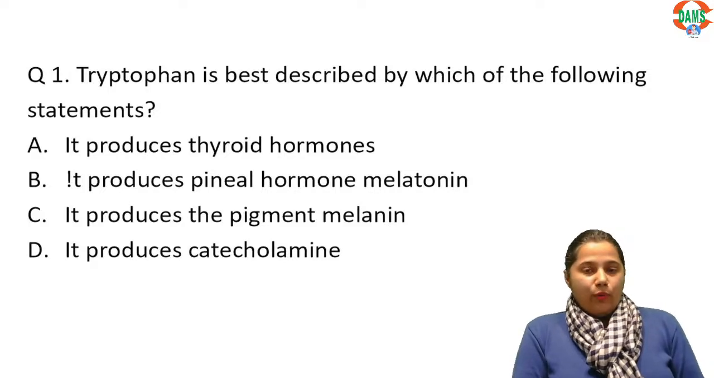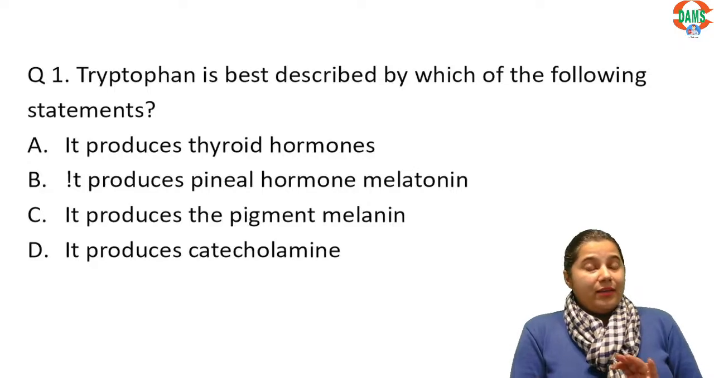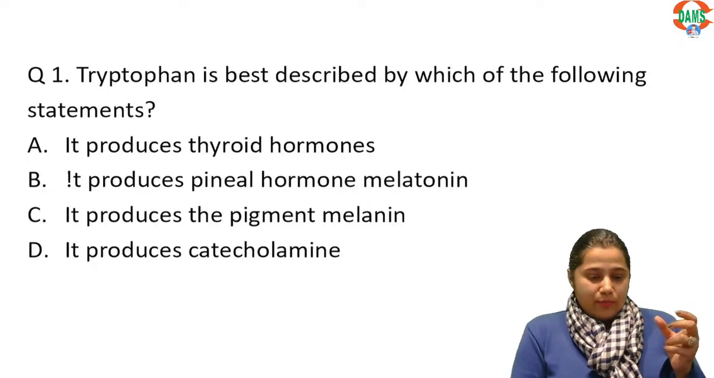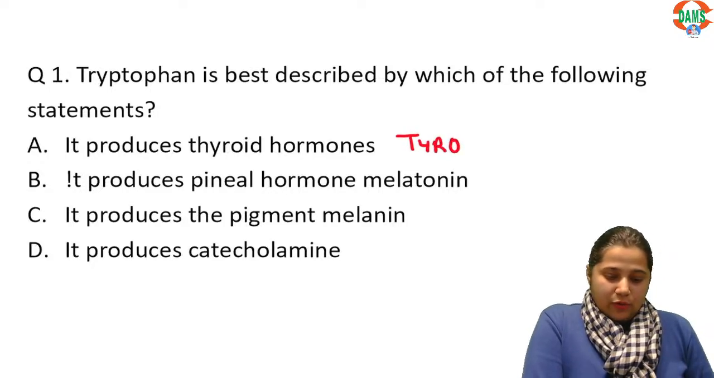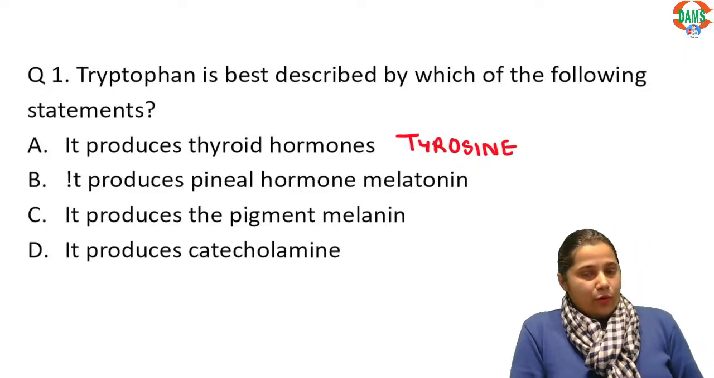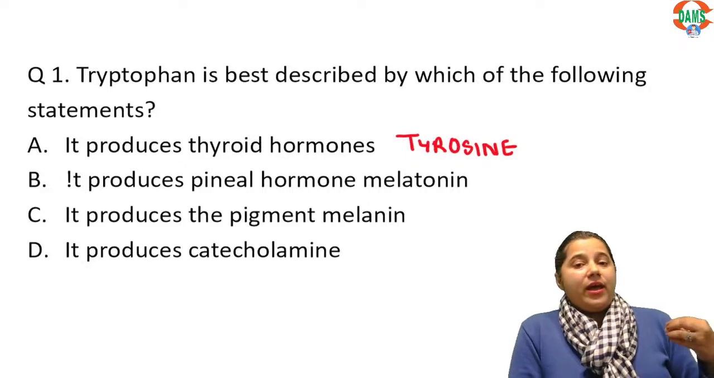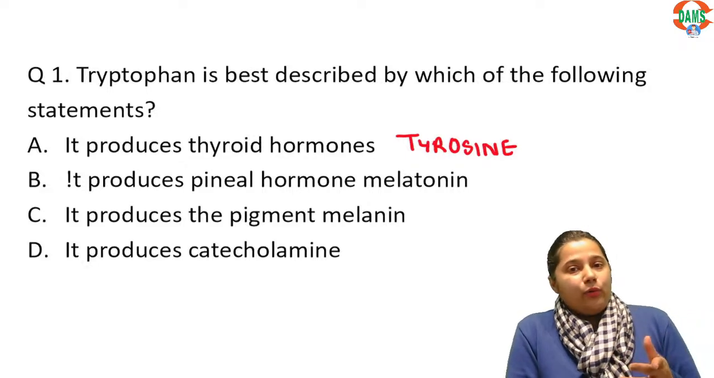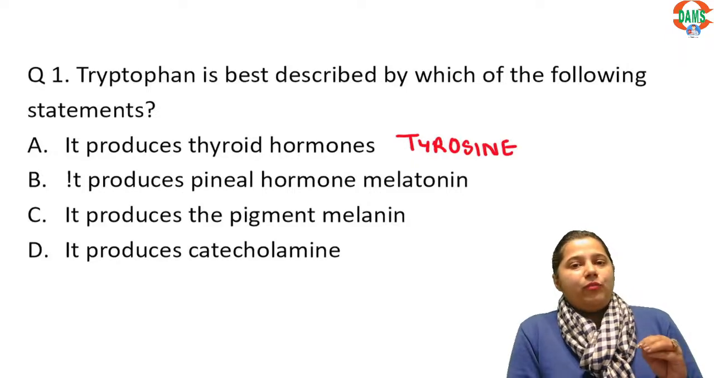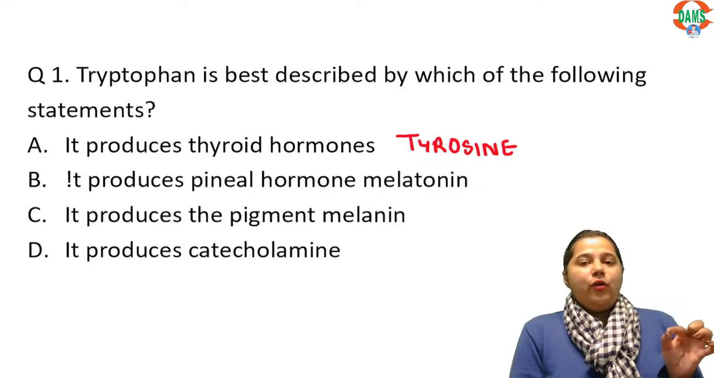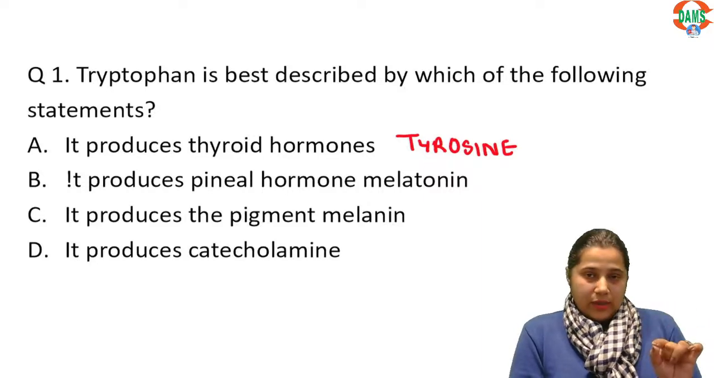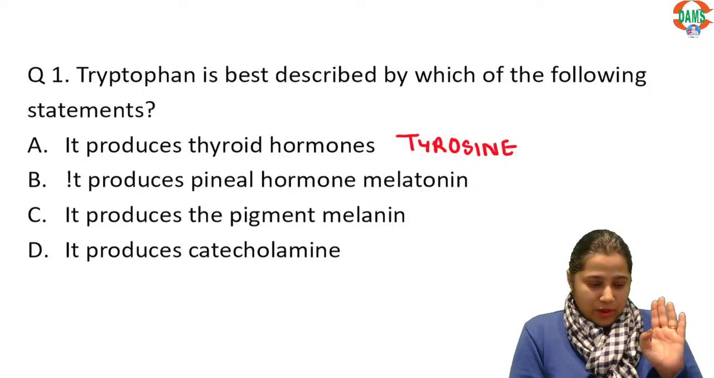By which of the following statements? It produces thyroid hormones. These thyroid hormones are produced by tyrosine. So tyrosine produces the thyroid hormones, T3, T4, that is triiodothyronine, tetraiodothyronine. Each of them is made of 2 molecules of tyrosine. So the thyroid hormones come from tyrosine. They are not coming from tryptophan.